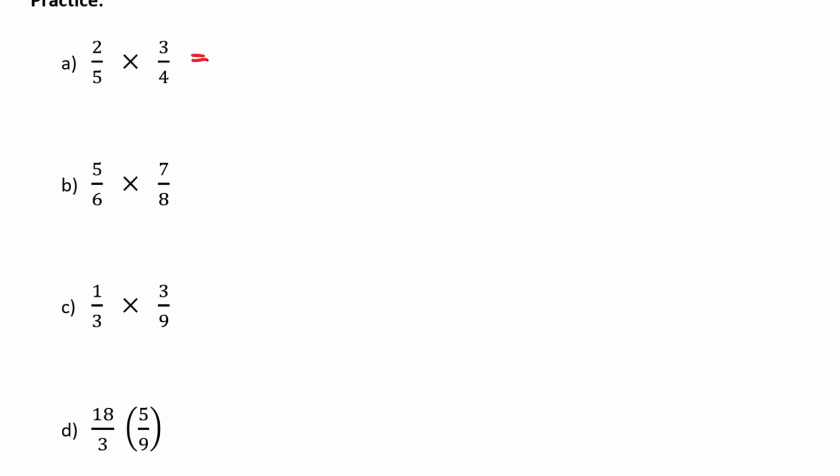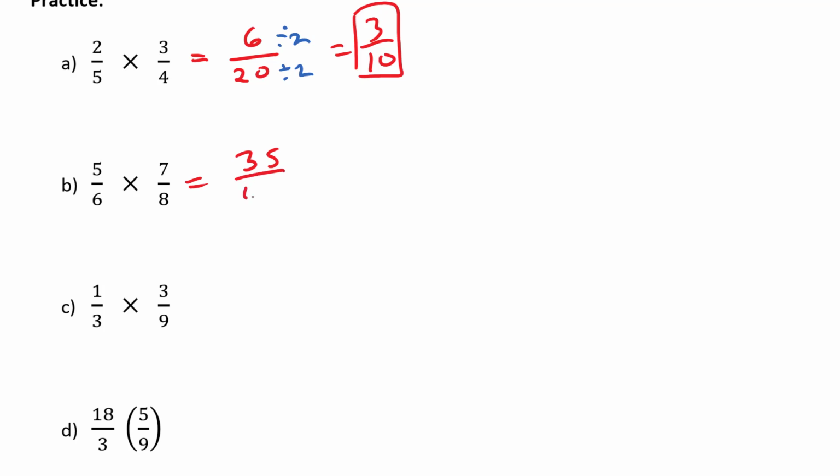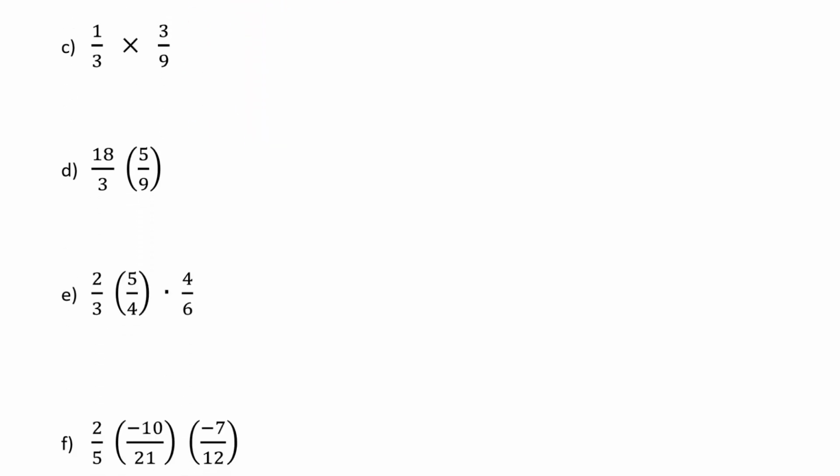A, what do we have here now? 2 times 3 is 6. 5 times 4 is 20. We can now simplify this down. And we get 3 over 10. I think we had this one earlier, didn't we? Yes, this was our first problem. This one here, this is actually the second problem. We'll write that down. Let's look at C now.